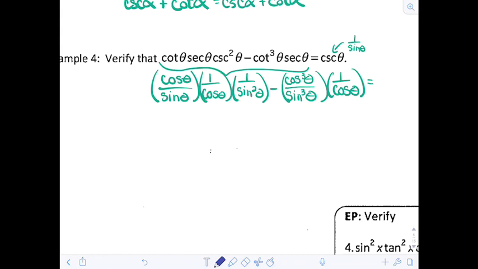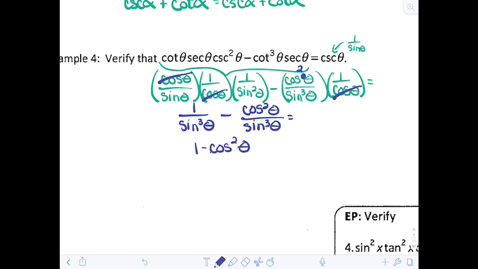Okay, so now I'm going to start canceling some things out. On the left, love this part, cosine cancels with cosine. I'm left with 1 over sine cubed of theta minus, over here, cosine cancels with 1 cosine in the numerator, leaving me with cos squared theta over sine cubed theta. Well, lucky me, we have a common denominator, so I can put those together. 1 minus cos squared theta over sine cubed. And I don't want to split these back up because I just put them together.